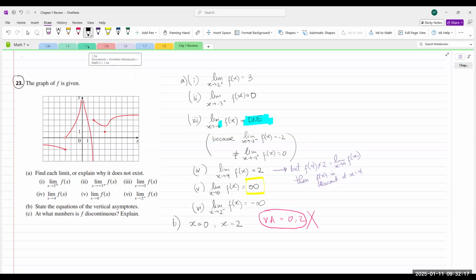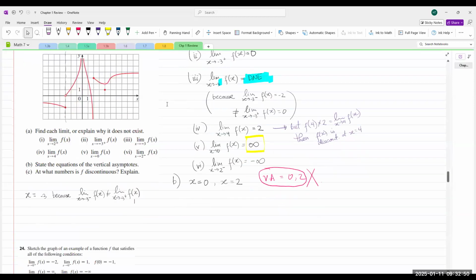Next, at what numbers is f(x) discontinuous? Take a look. The first one is at x equals -3, because the limit as x approaches -3 from the left-hand side is not equal to the limit as x approaches -3 from the right-hand side. Basically because the limit does not exist.